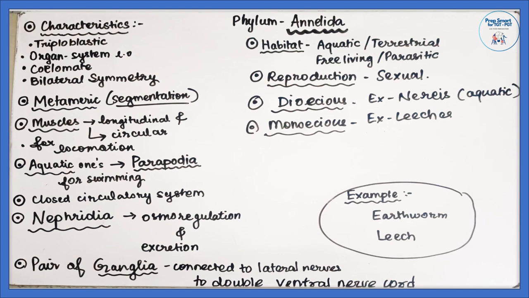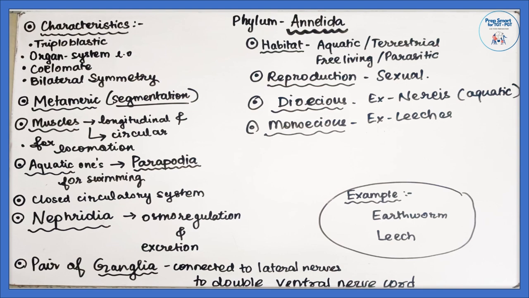They have a closed circulatory system, that is, they have veins and capillaries present. A peculiar or special structure called nephridia is present for osmoregulation and excretion of waste. They have a pair of ganglia too, which connect to the lateral nerves to the double ventral nerve cord.